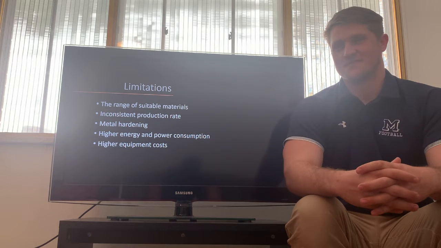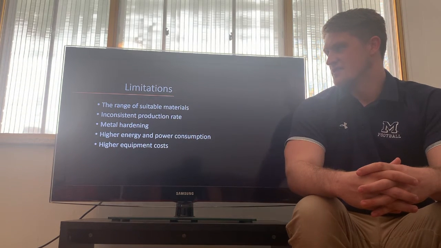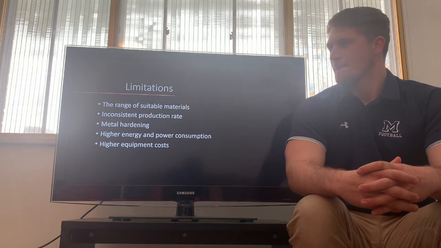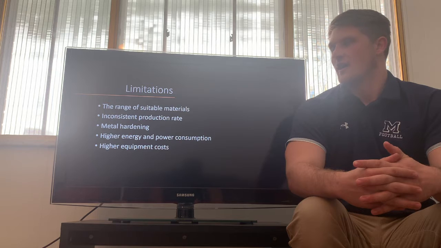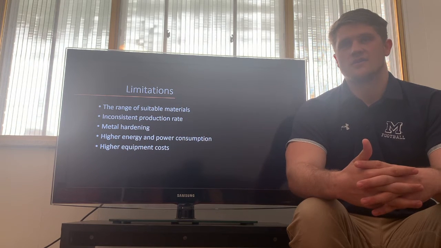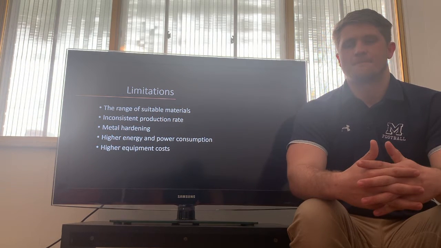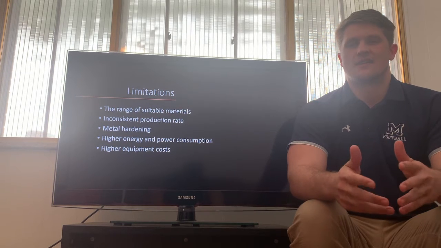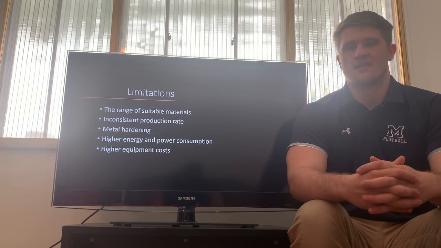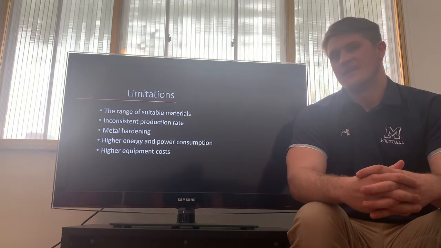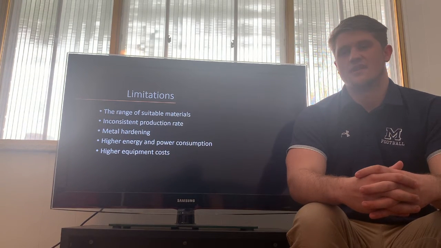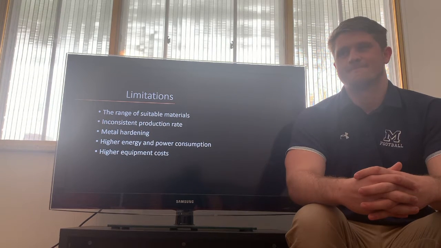So some limitations of laser cutting include a small range of suitable materials that can be cut, an inconsistent production rate, which includes metal hardening, which can occur when the laser is really hot and deforms the part, and then the metal rehardens into a part that you don't want. And then it also has high energy and material cost.